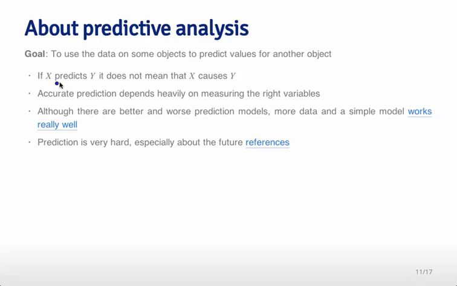An important thing to keep in mind is that even if X predicts Y, it does not mean that X causes Y. That's one of the main fallacies that you can run into when dealing with predictive analysis. Accurate prediction depends heavily on measuring the right variables. And although there are better and worse prediction models, it's pretty clear that more data and a simple model tends to work really well. Prediction is very hard, especially about the future.